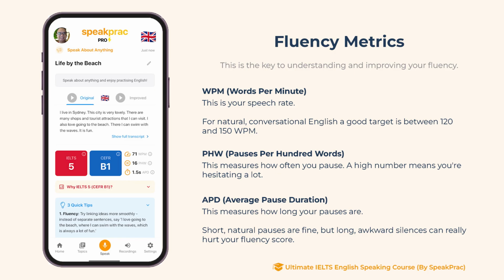So take a look at your fluency numbers. This is your starting point. Don't judge it too harshly, just be aware of it. Now let's see how we can improve both our fluency and our coherence.